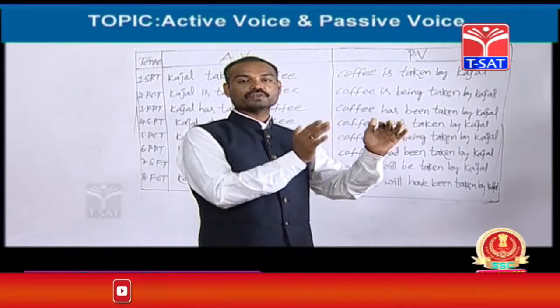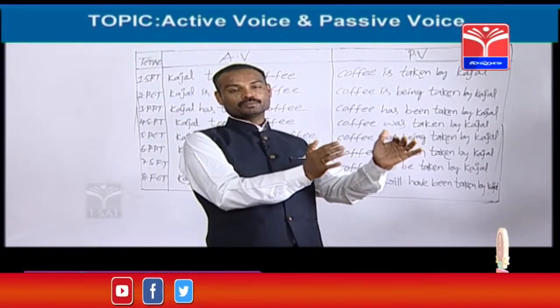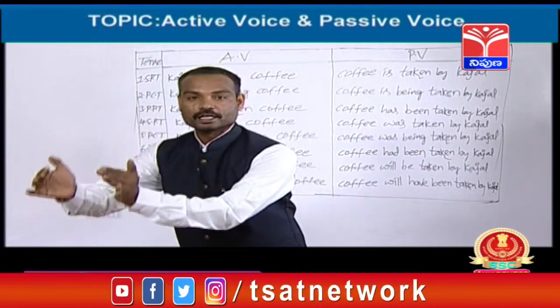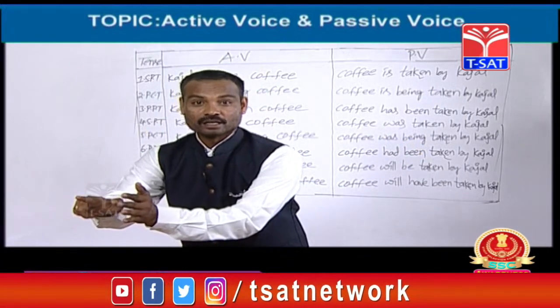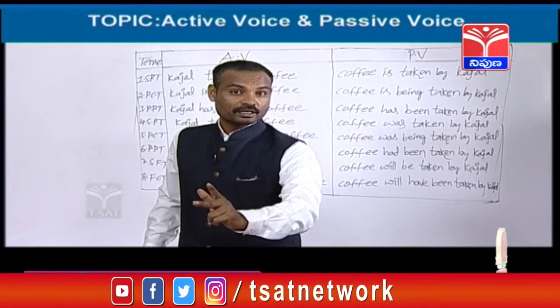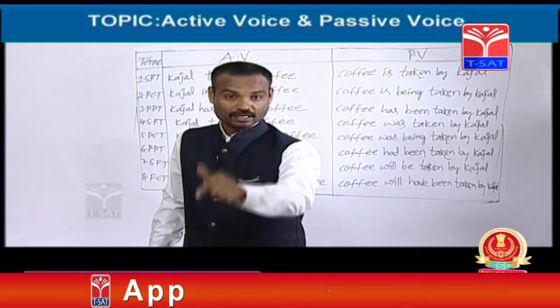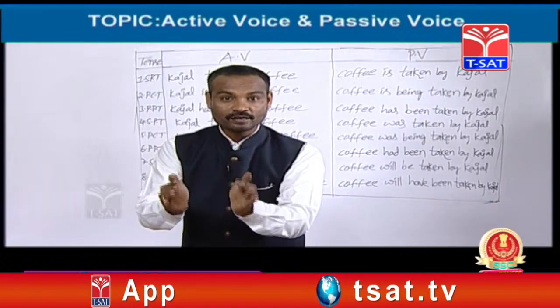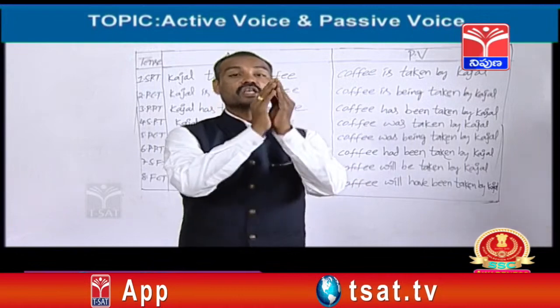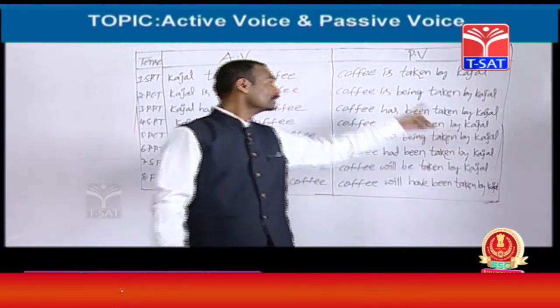You watched 100 movies. Where is the object? Here. 100 movies is the object. Movies, plural. Plural means was or were? Was? No. Were. Yes, you are right. 100 movies were watched by you. You becomes you only. See?